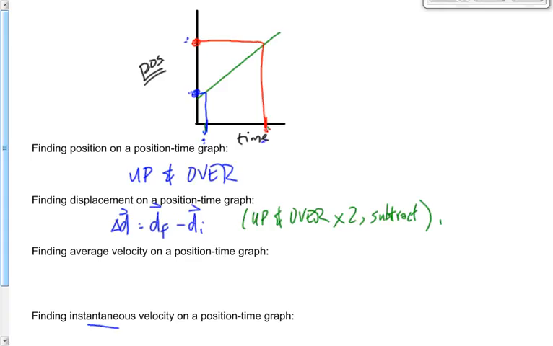Average velocity. Oh, you know this. The average velocity on a position time graph.